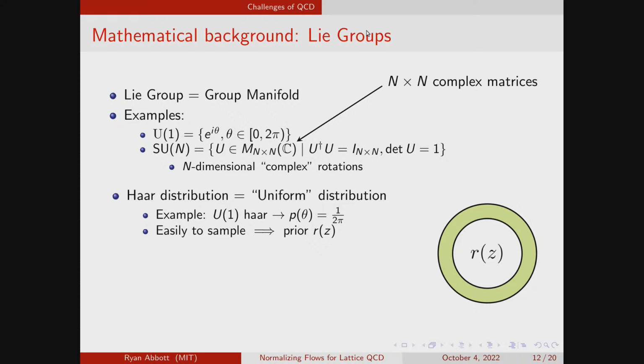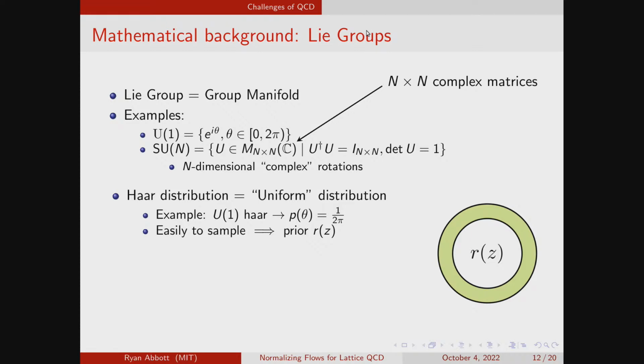A group that is a manifold, or a manifold that is a group. Take your pick. So there are only really two Lie groups that I'm going to want to talk about today. The first one is U(1), which is really just the set of complex numbers of magnitude 1, so the unit circle in the complex plane. So this is just a circle.